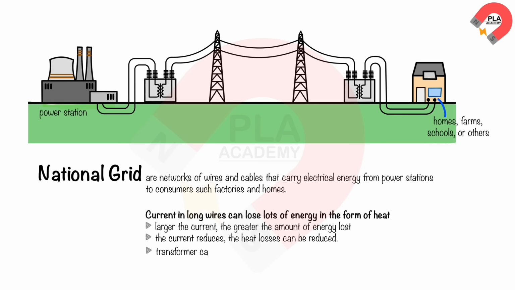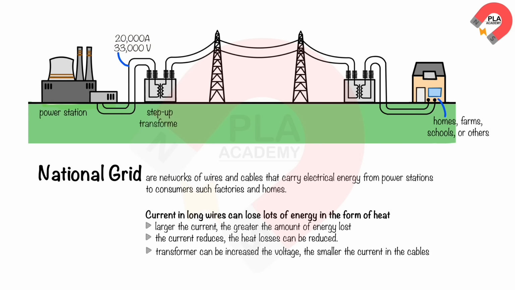Transformers are used in national grids, so that the electricity is transmitted as low currents and at high voltages. Typically, a large power station produces a current of 20,000 amperes at a voltage of 33,000 volts. The high current is fed to a step-up transformer, which greatly decreases the size of the current and increases the size of the voltage. These step-up transformers increase the voltage of the electricity to approximately 400,000 volts.